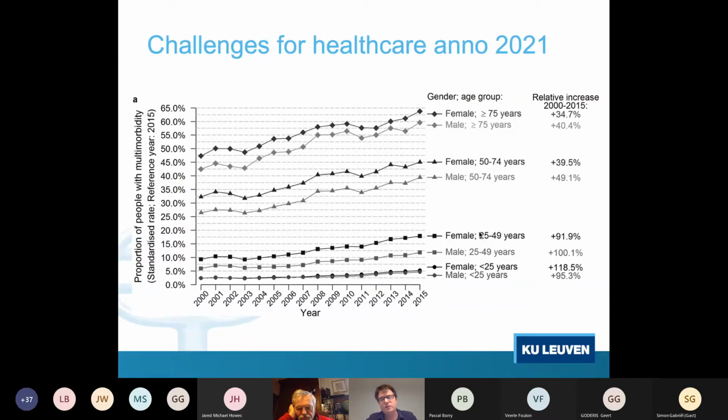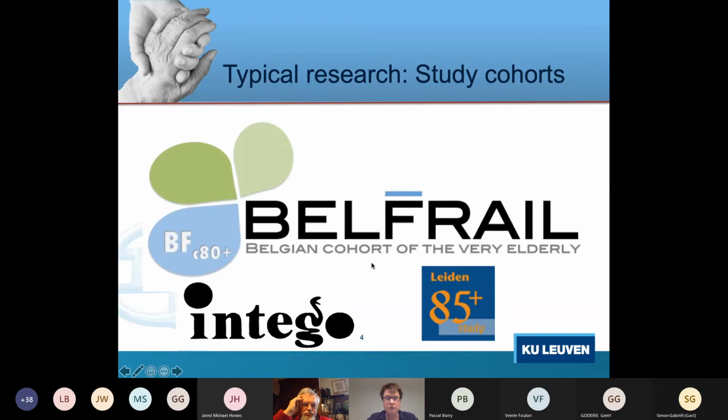That's one of the starting points of many of the projects I'm involved in currently, and will be involved in next year: how to handle this rise in chronic diseases, not just from a medical perspective, but also from an organizational perspective, organizing the care, the health costs and so on. So typically, what you do in research to study something is make study cohorts.